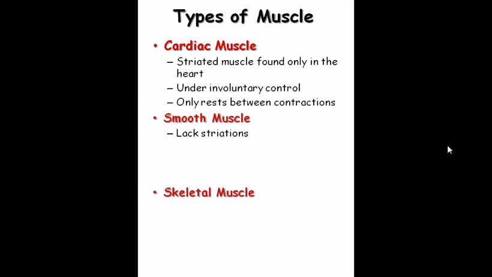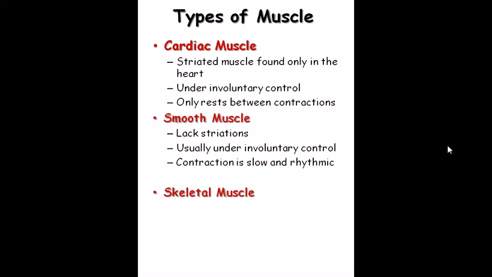Smooth muscles lack striations and are usually under involuntary control. Sorry, it's under involuntary control, so we cannot control the activity like the peristalsis of our food movement through the esophagus to the stomach and finally to the small intestine. The contraction is slow and rhythmic in this case, and it is also predefined. The muscles of internal organs are all smooth muscles. We cannot regulate the movement.